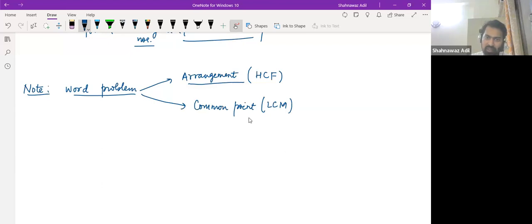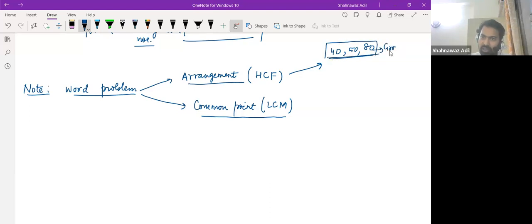So let's say you have some seminar in which there are 40 English people and 50 Hindi people and let's say 80 Sanskrit people, and you have to arrange them in some groups so that each group has the same numbers. So in that case, in the arrangement, you calculate the HCF.